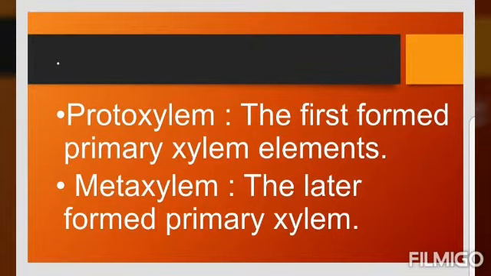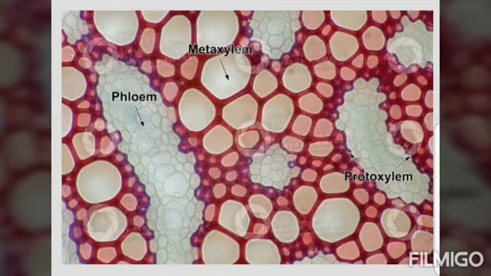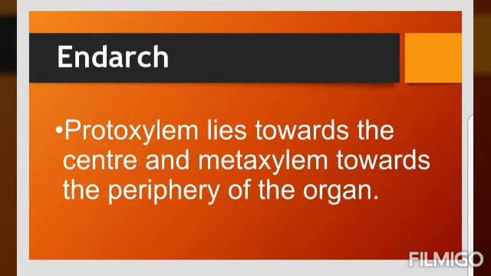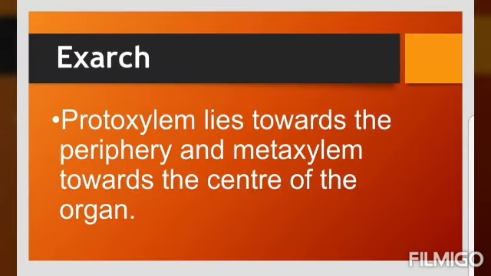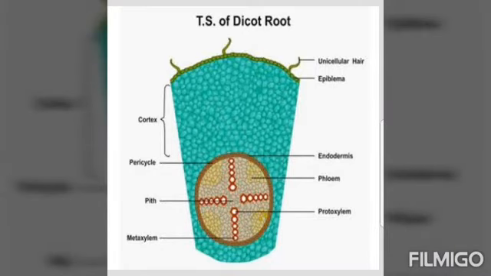Primary xylem is of 2 types, protoxylem and metaxylem. The first formed primary xylem elements are called protoxylem, and the later formed primary xylem is called metaxylem. In stems, the protoxylem lies towards the center and the metaxylem lies towards the periphery of the organ. This type of primary xylem is called endarch. In roots, the protoxylem lies towards the periphery and metaxylem lies towards the center. Such arrangement of primary xylem is called exarch.